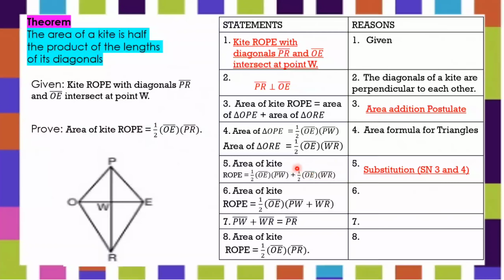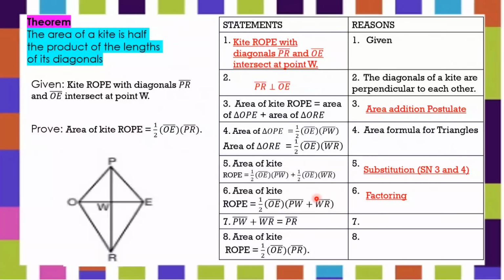Okay? So, next, we can get that the area of kite ROPE is just half of OE times PW plus WR. Under what reason? Factoring. Okay? Since common sa kanila yung 1/2 and OE, so ito yun. And then we have the sum of PW and WR. Okay? Kapag sinimplify natin to, ito rin yung makukuha natin.